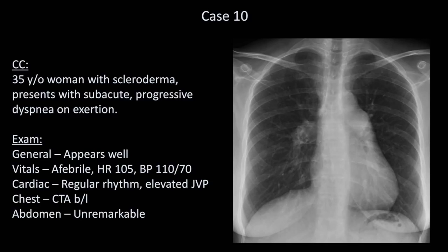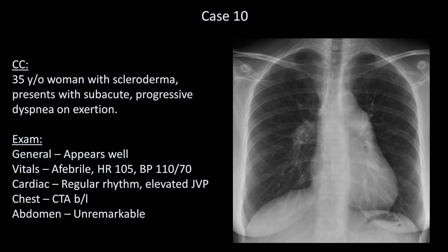First, how is the technical quality? There's no apparent rotation, the entire thorax is in the film, the contrast and exposure look good, and the lung volumes are normal, suggesting the patient's inspiratory effort was good. So then A is for airway. In this case, the trachea is midline and of normal caliber. The carinal angle looks normal.